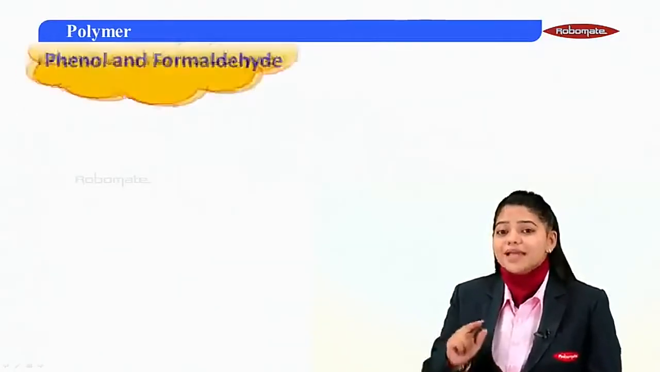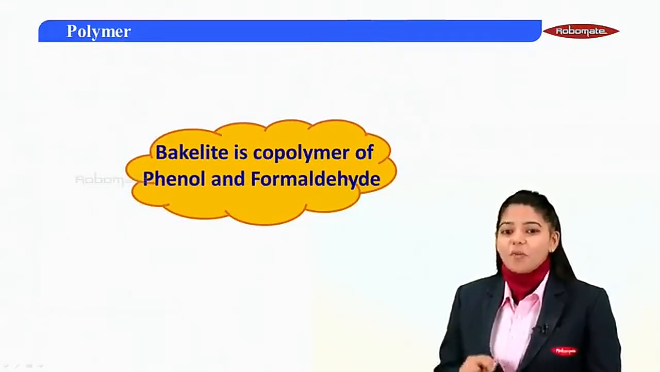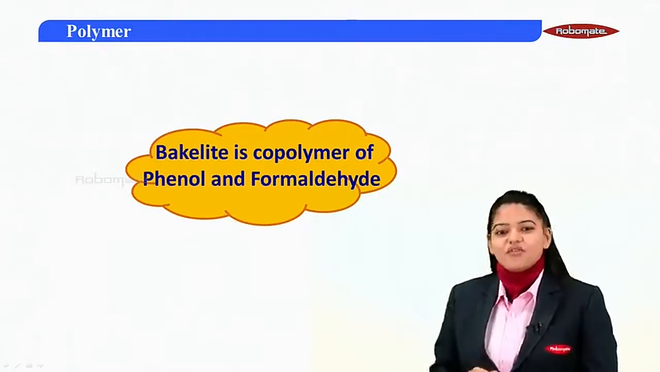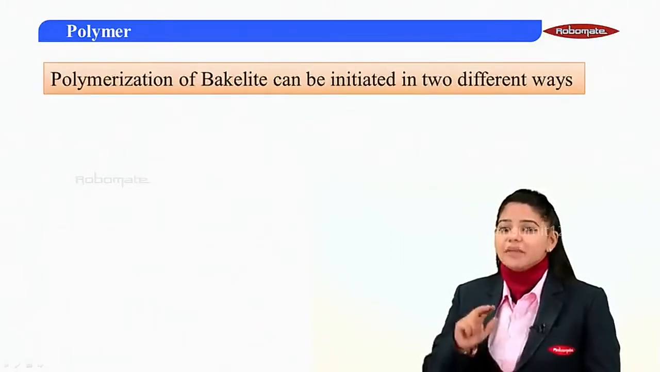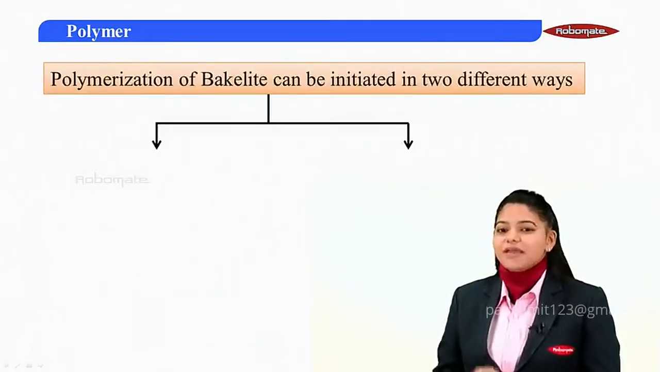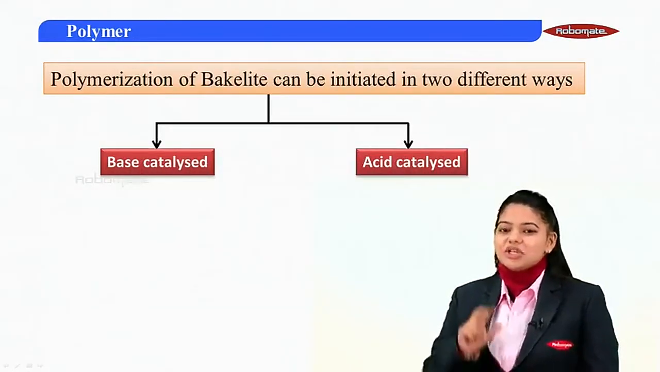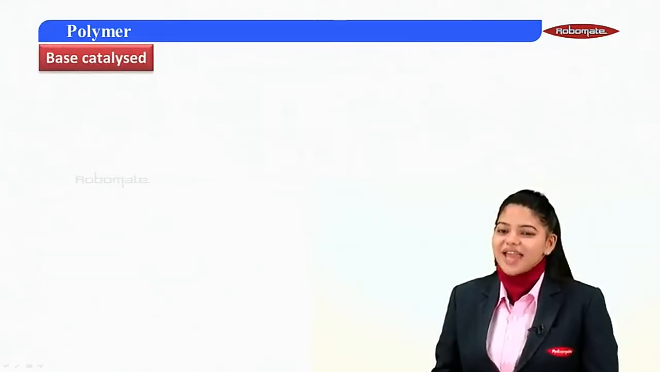Now bakelite is a copolymer of phenol and formaldehyde. That is, the monomers of bakelite are phenol and formaldehyde. The initiation of bakelite can be done in two ways, by base catalyzed and acid catalyzed. So let's start with the first one, the base catalyzed reaction.